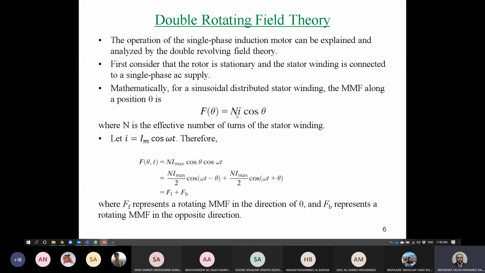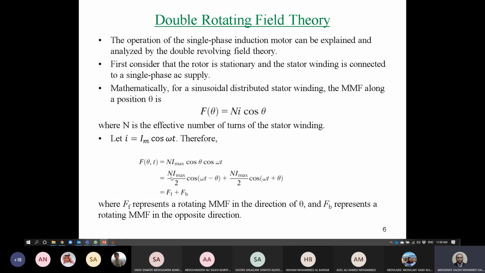So if we have a certain number of turns and we apply a certain current to the machine, the MMF of the machine can be calculated as F(θ, t) = N i_max cos θ cos ωt. Cos θ is the spatial function here, and cos ωt is the part from the current. So this is now the equation of the MMF.